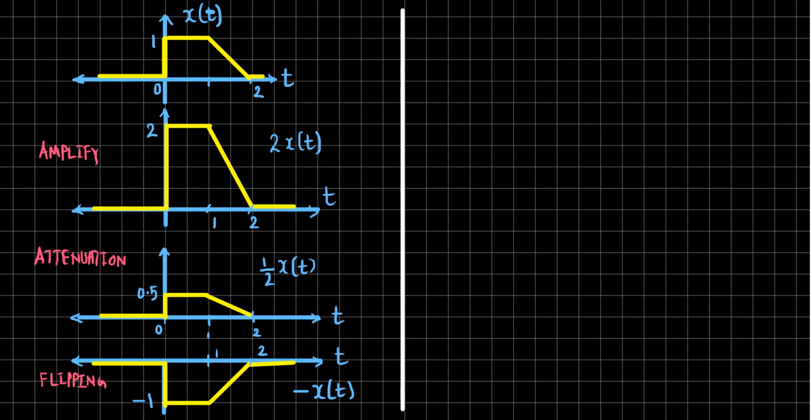Now, all these operations that we have performed so far, amplification, attenuation, and flipping, have been performed along the dependent axis, that is the vertical axis. Similar sorts of operations we can perform on the independent axis. Let's see them one by one. Consider the same signal.